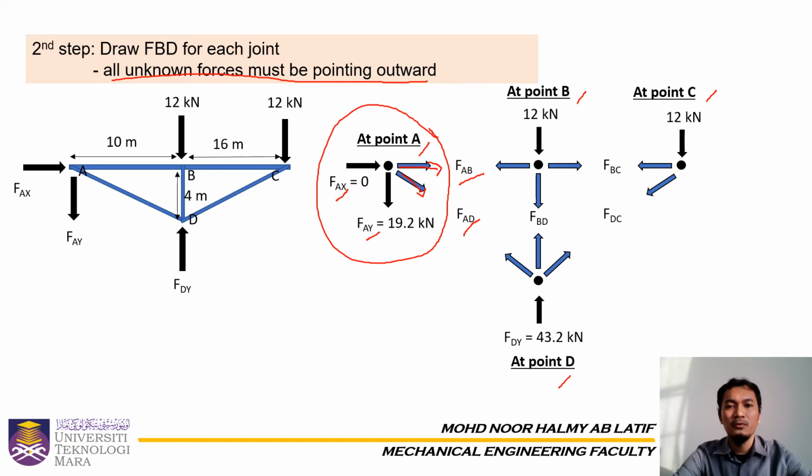At point B also, we must do the free body diagram, which has a force acting on it with 12 kilonewton downwards, and 3 unknowns, which are pointing outward.